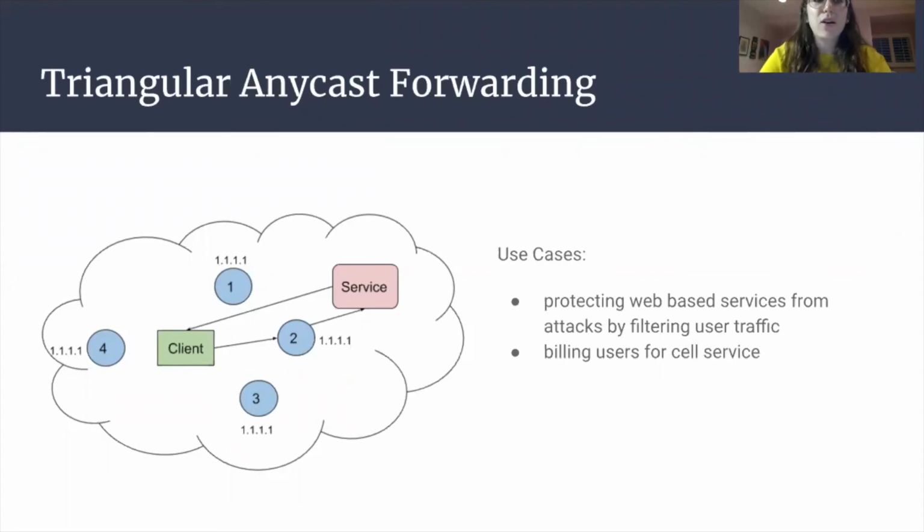You can see in this diagram that triangular format where, again, these sites are distributed geographically and the client will be routed to one of those sites. Then that site will forward the traffic onto a service and the service will go back to the client.